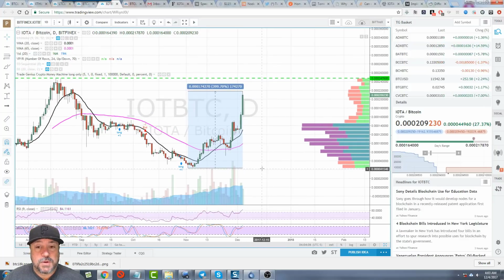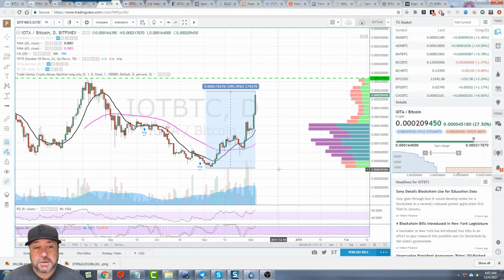But I think IOTA is one where you could definitely be swing trading this. Whether it's a longer term hold remains to be seen, but we have seen that if you follow the money and you see where corporations are backing things like Ethereum, what happened with Ethereum, there's pretty explosive growth ahead.